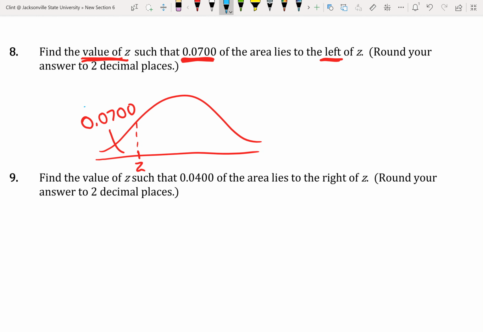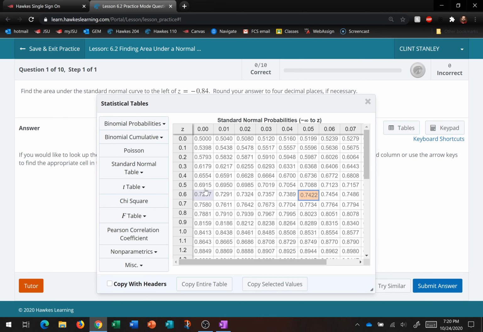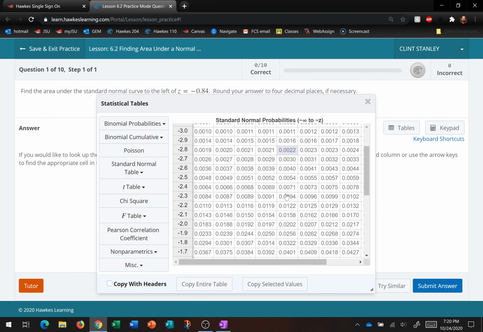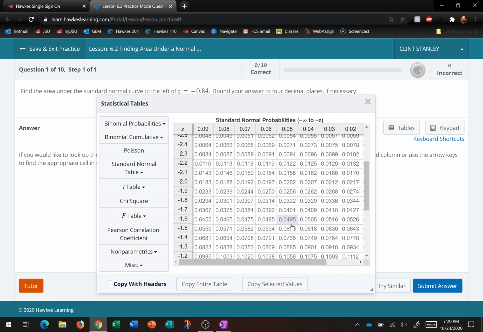So that means we're going to go to our tables and look inside the tables. This is from section 6.4. We're going to look inside the tables to try to find an area as close as we can to 0.0700. Okay, so these areas are too big. They start with point some other number. We want 0.0 something, so I'm going to go over to the negative side. Now we're looking in here at these numbers. We want 0.0, and then we want our next digit to be 7.